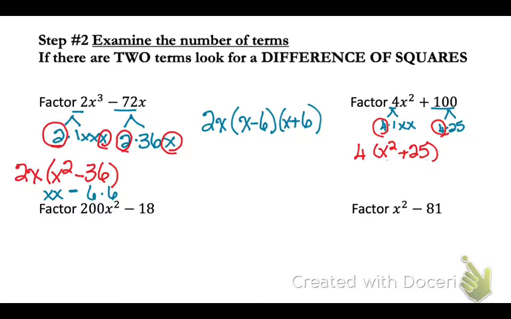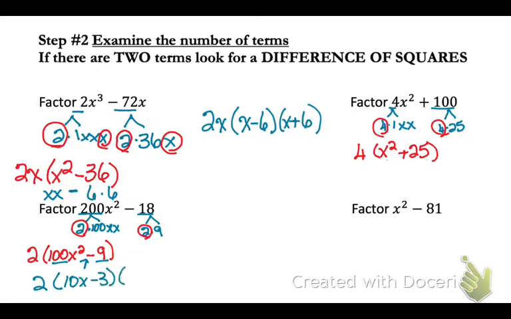Let's take a look at this next one. We've got 200x squared minus 18. Well, between 200 and 18, I think the biggest number that'll go into both of those is 2. And the second term has no x's, so my greatest common factor in these 2 terms is 2. Everything else must go back into parentheses. Well, I know that 100 is a perfect square, I know that x squared is a perfect square, and I know that 9 is a perfect square. And I know this is subtraction. So I'm going to keep that greatest common factor of 2, and I'm going to factor this into 10x minus 3 and 10x plus 3.